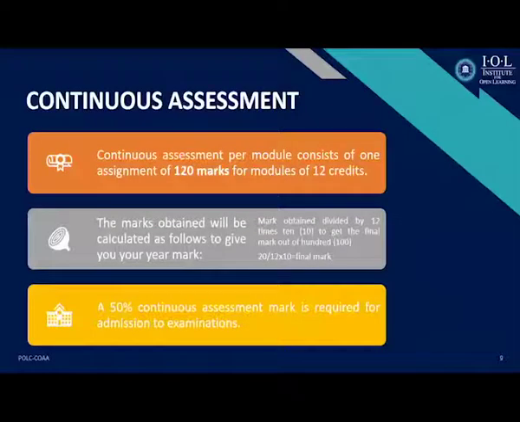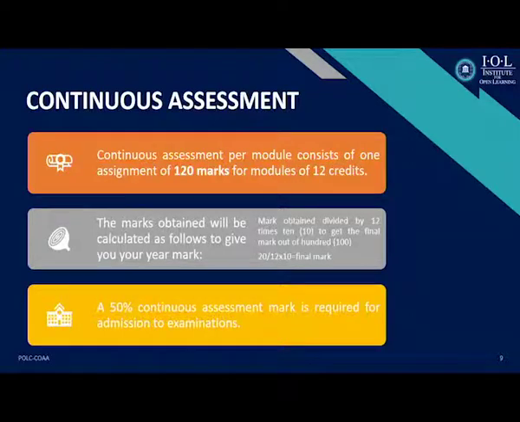So continuous assessment per module consists of one assignment. That is, in this case, for this subject, it should be 130 marks for 12 credits. The marks obtained will be calculated as follows to give you your year mark. Marks obtained divided by 12 times 10 to give you the final mark.